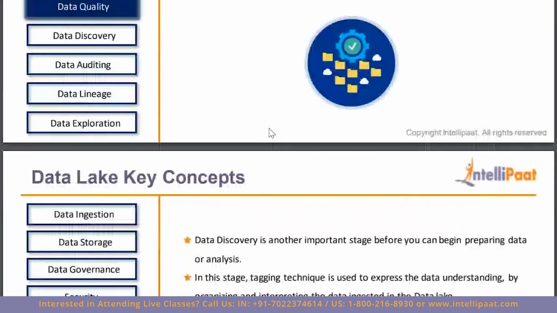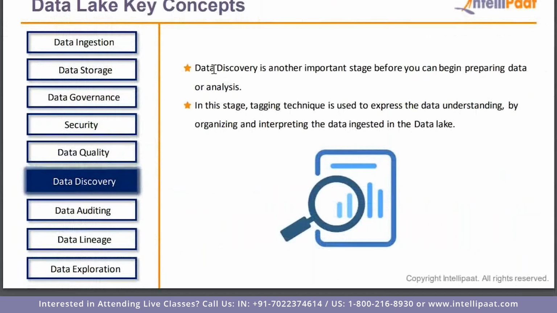Next is the data discovery. It is another important stage before you can begin preparing data or analysis. In this stage, a tagging technique is used to express data understanding by organizing and interpreting the data ingested in the data lake. See, tags are very, very important when you want to segregate the data. So if we are getting files from, say, a department, everything is department, but through tags we can differentiate them, and while retrieving the data, it is much better.